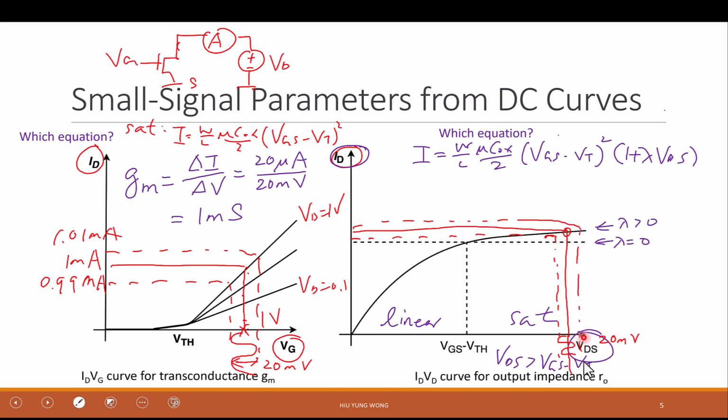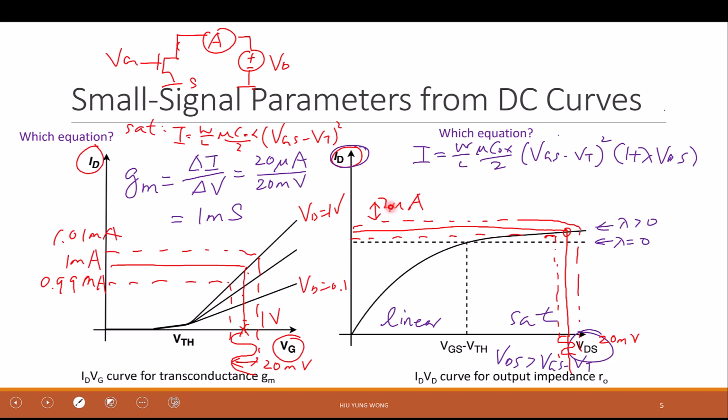So what I'm trying to say is, when you have a high VDS, you will have a high ID. When you have a low VDS, you have a low ID. Is this okay? Just along that curve, right? So now I will say that maybe this changed by 1 milliampere, maybe 2 milliampere. Let me call it 2 microampere. Okay? So what is the effective output impedance?